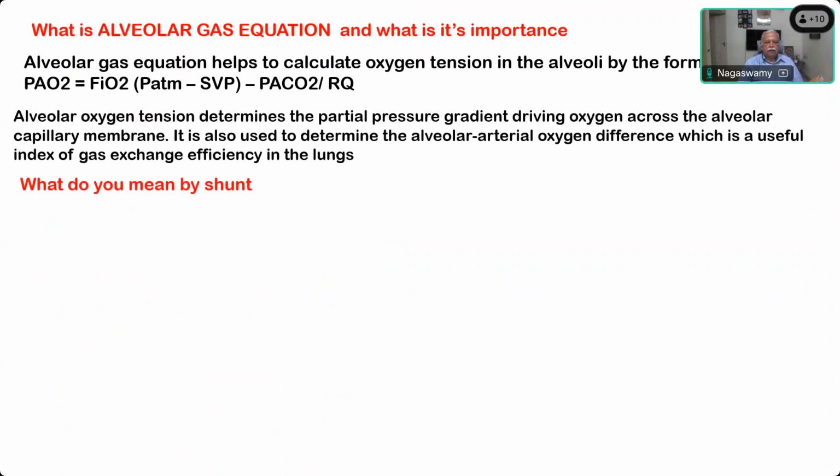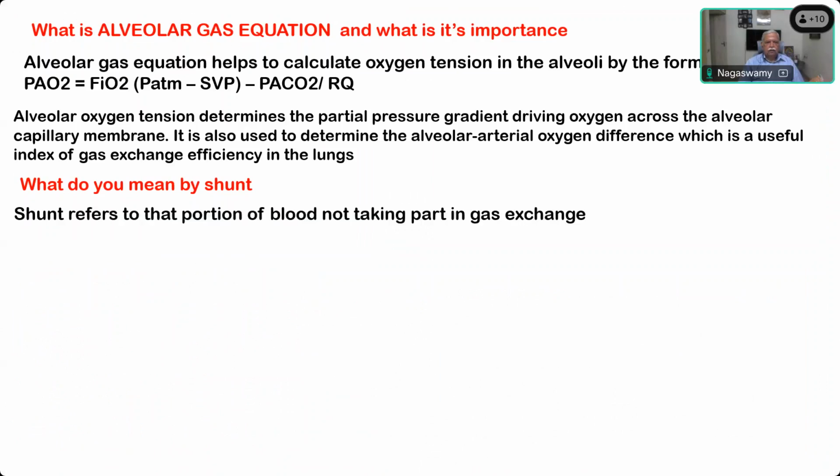What do you mean by shunt? Bypass. The percentage of blood which is not oxygenated. Deoxygenated blood bypasses the ventilation. It refers to the portion of blood not taking part in gas exchange.